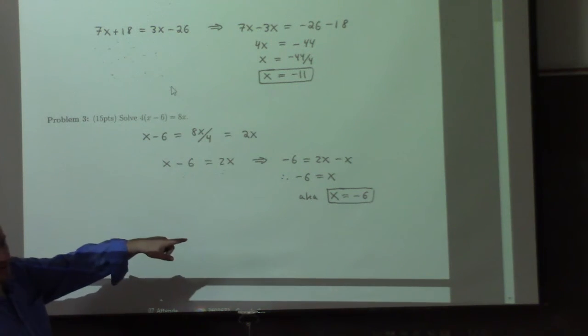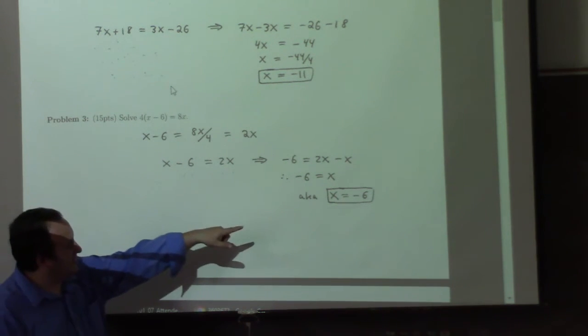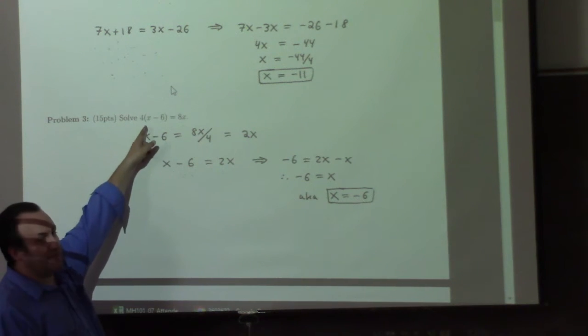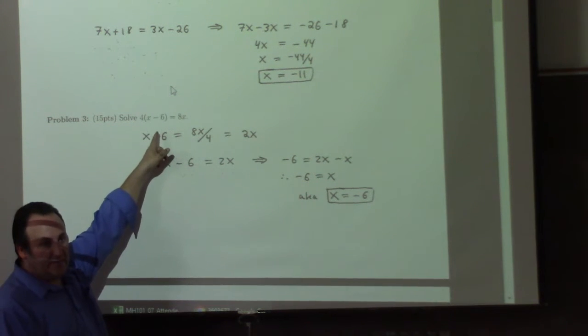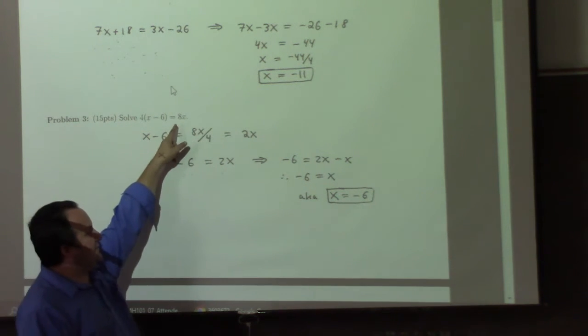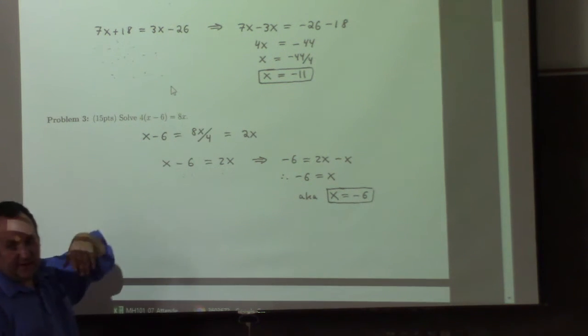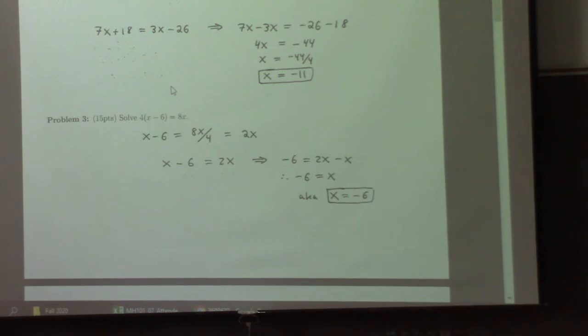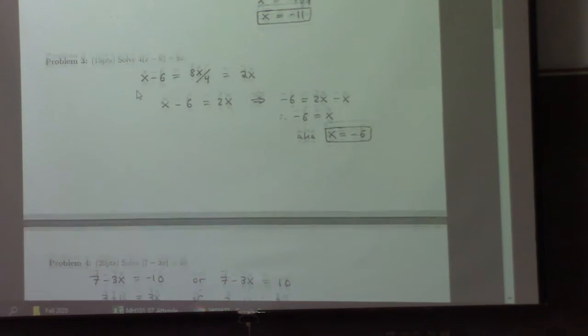Of course, we can check our answer, right? If we plug minus 6 back up into here, what do we get? Minus 6, which is minus 12. What's 4 times minus 12? It's minus 48. What's 8 times minus 6? It's minus 48, right? So we could check our answer. I didn't see a lot of people checking answers. I mean, I have not checked my answers here either, but, well, anyway.